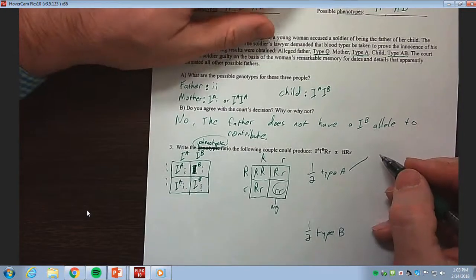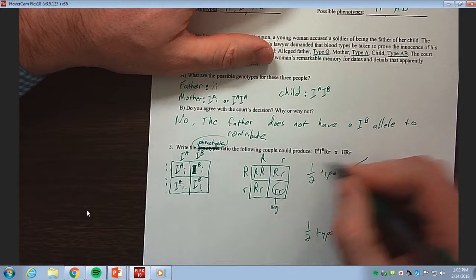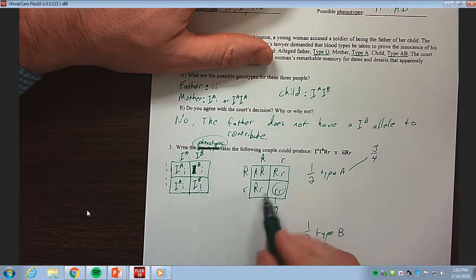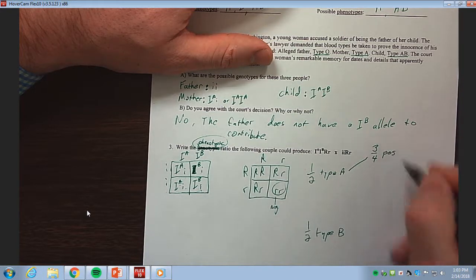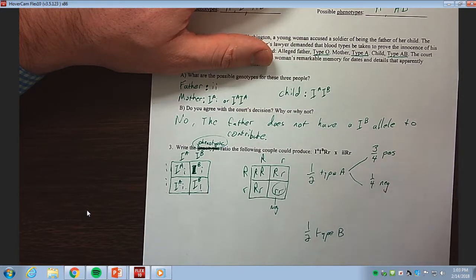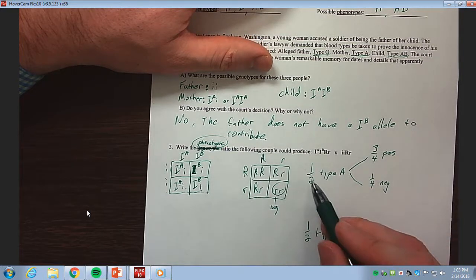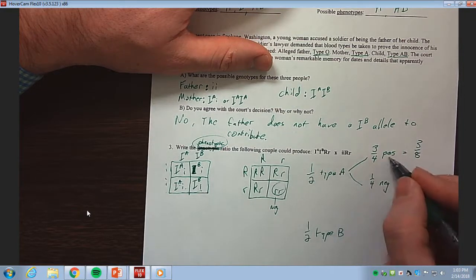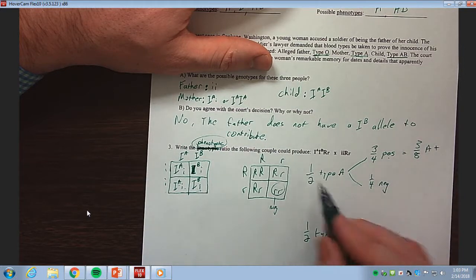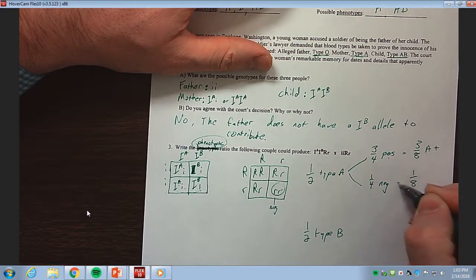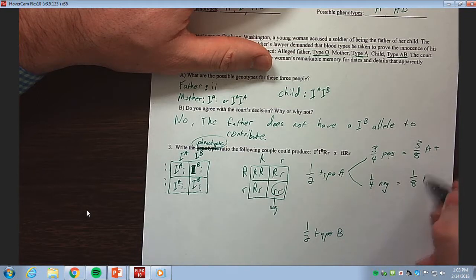We've only done this in class once, so I'll go slow. So out of the half that are type A, we have an opportunity to have 3/4 of them be positive. We have an opportunity for 1/4 of them to be negative. Okay, so let's do the math on this one. 1/2 times 3/4 results in 3/8. A positive. Again, 1/2 times 1/4, 1/8 chance of being A negative.